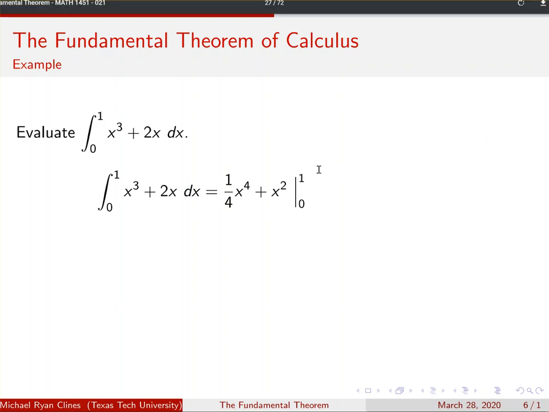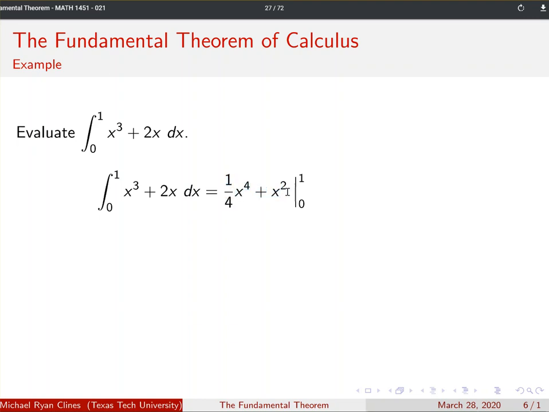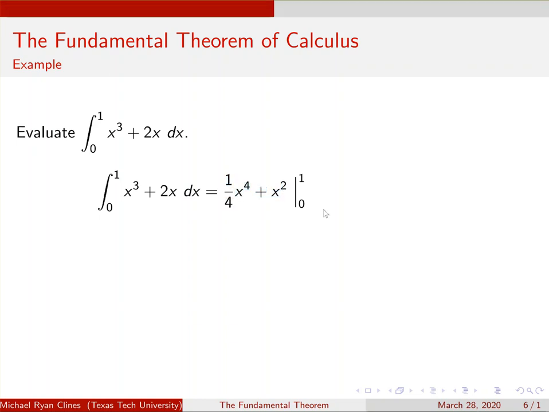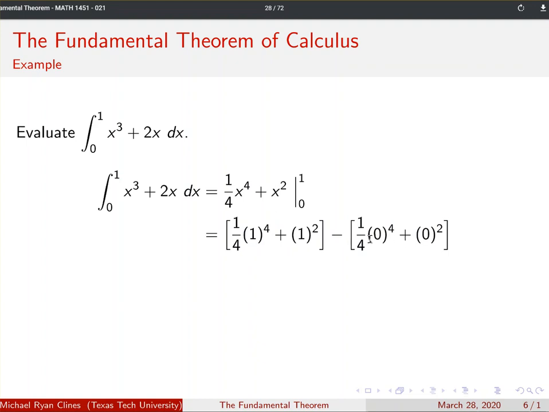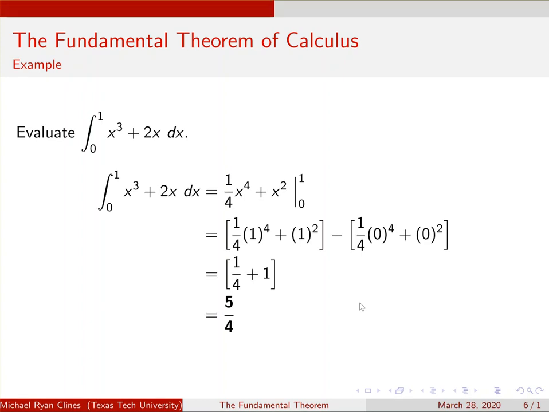This 1/4 x to the 4th plus x squared, that's my capital F. And we need to get capital F of 1 minus capital F of 0. So into this function I plugged in 1, into this function I plugged in 0. Now we take their difference. So we get 1/4 plus 1, but notice the other part is just going to go to 0. We have something times 0 plus something times 0. That's just 0. So this is equal to 1/4 plus 1, which is just equal to 5/4.